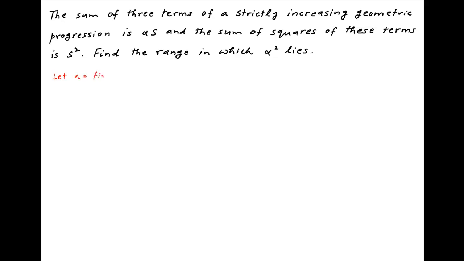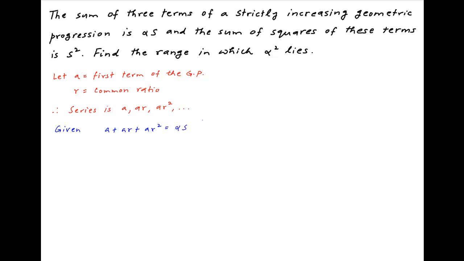Let A be the first term of the geometric progression, and let R be the common ratio. And therefore the first three terms of the geometric series are A, AR, and AR square. Now we're given that the sum of these three terms is equal to alpha times S.